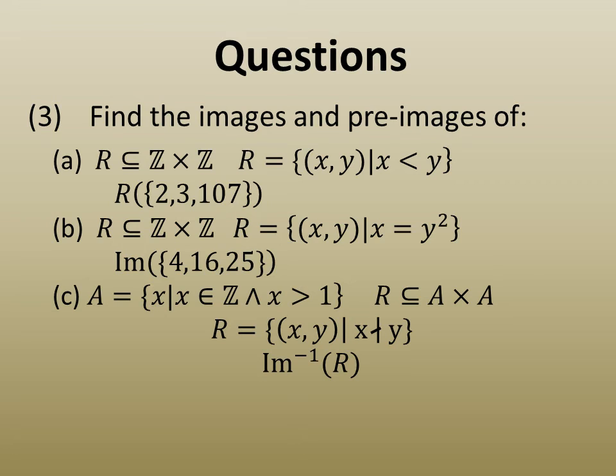Part B. R is a subset of the Cartesian square of the integers, and R is defined as the set of all x, y such that x is equal to y squared. Find the image then of the set comprised of 4, 16, and 25. Part C. A is a set of all integers greater than 1, and R is a subset of the Cartesian square of A. R is defined as the set of all x, y such that x does not divide y. Find then the pre-image of the relation R. Also notice how we have used both notations for an image.